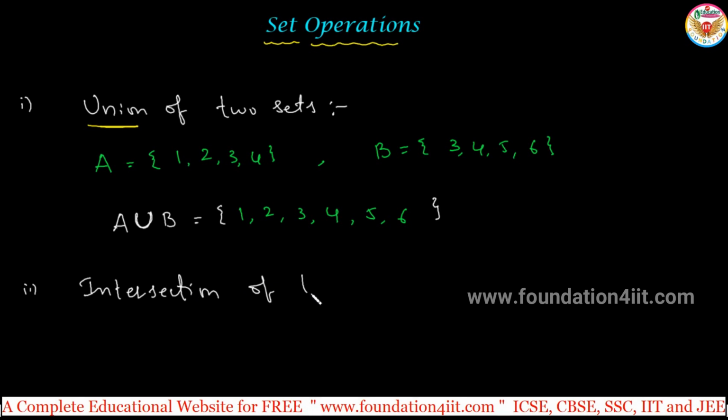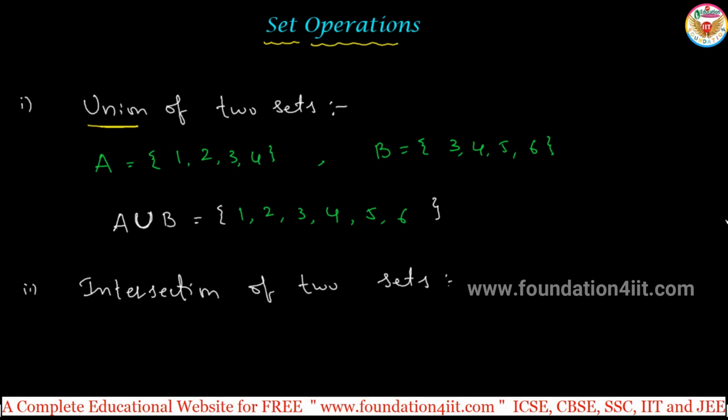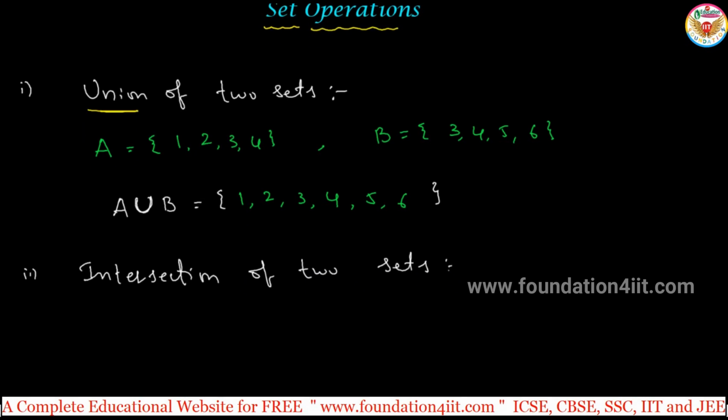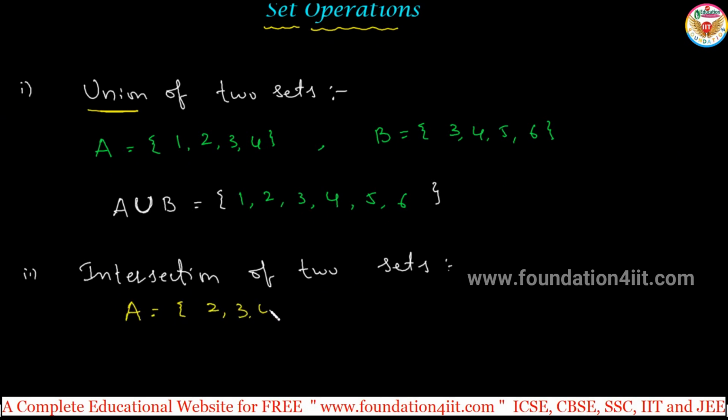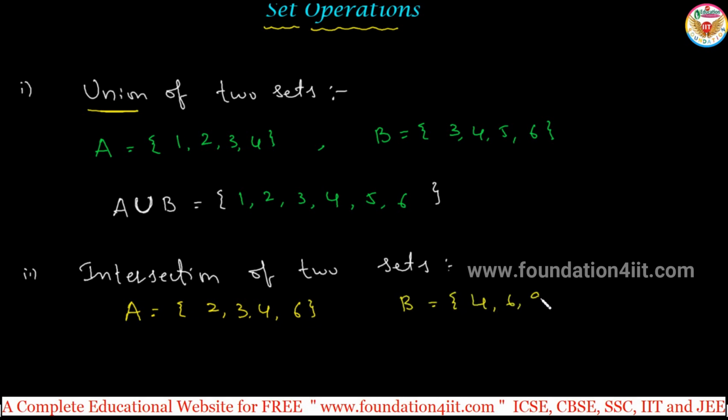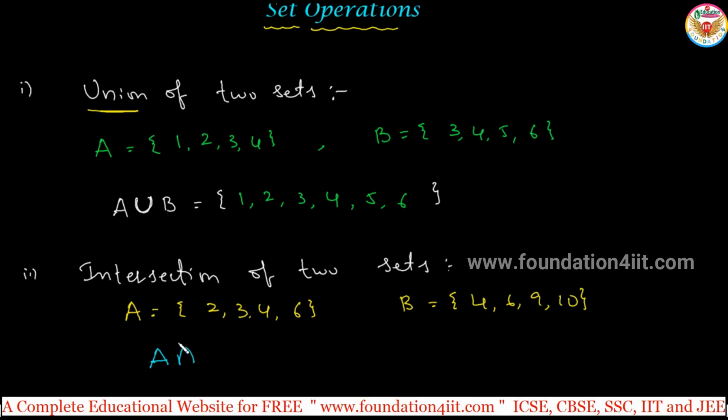Intersection of two sets. In union, we write everything together, and when you come to intersection, only the common elements. Let us take set A having elements 2, 3, 4, 6, and B is a set 4, 6, 9, 10. This is one example.